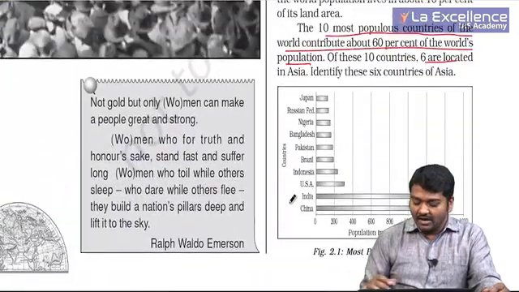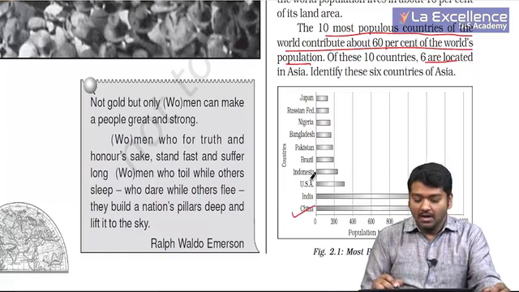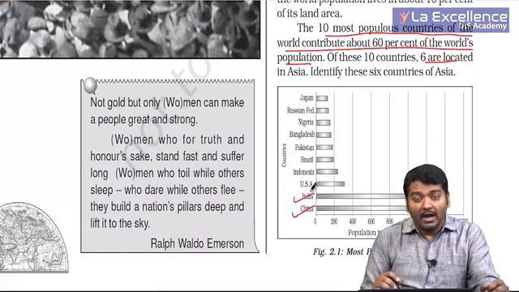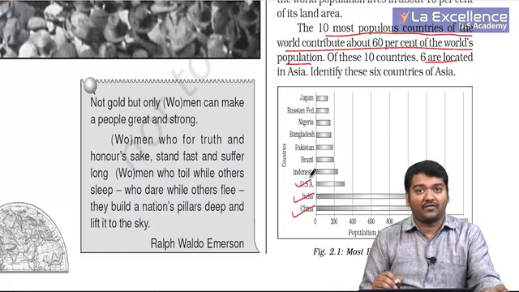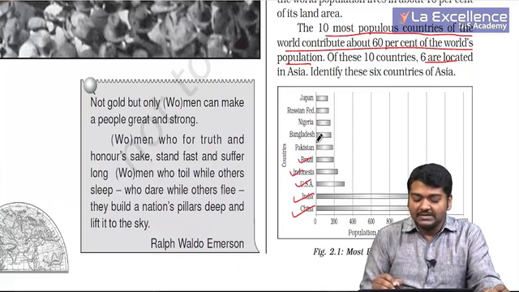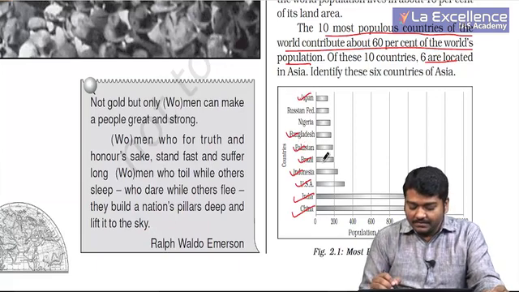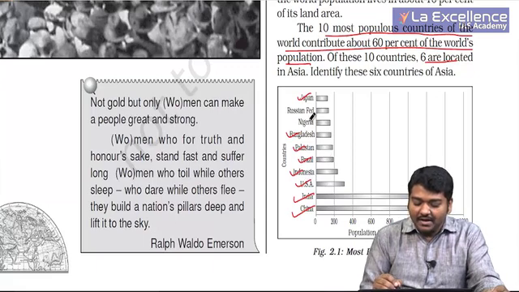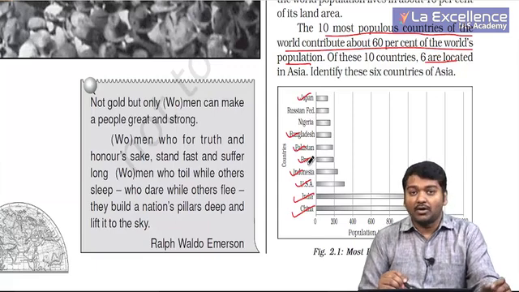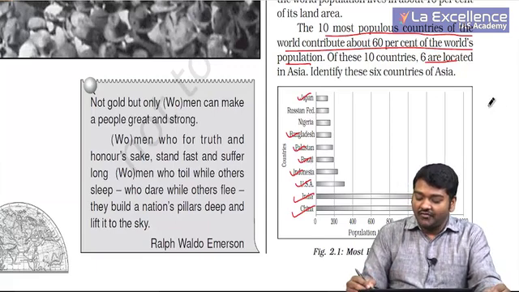Can we see which are they? The highest is China, followed by India, and then you have United States of America. Indonesia is also in Asia, Brazil, Pakistan, Bangladesh, Japan. So can you see? USA, Nigeria, Russia, Brazil are the ones which are not in Asia, and these actually form 60% of the world population.